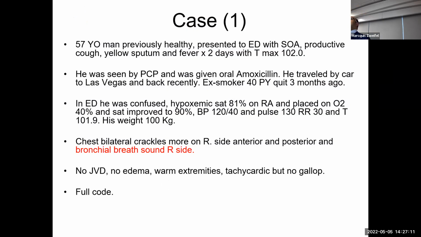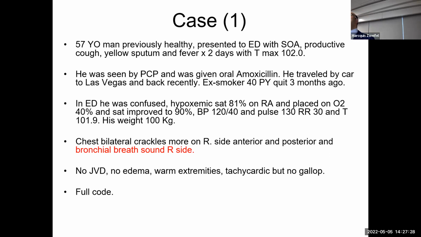So let's start with our first case. I'll read the case, then I will give you 2 minutes to fill the left side of the paper you have. Okay, so I'll read the case and I will leave it in front of you for 2 minutes.